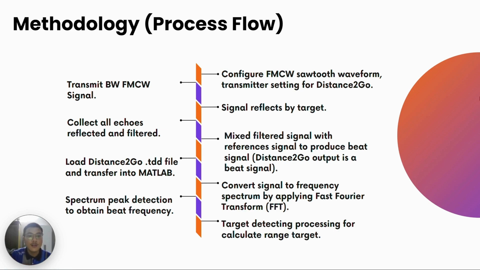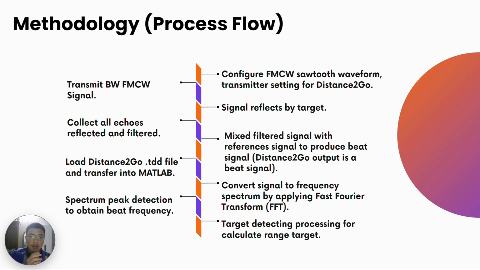After that, we will collect all the echoes reflected and we will filter. Then we will mix the filtered signal with the reference signal to produce a beat signal, which is the DistanceToGo output. And then we will load the beat signal from the DistanceToGo radar module in a .tdd file, and we will transfer the data into MATLAB.